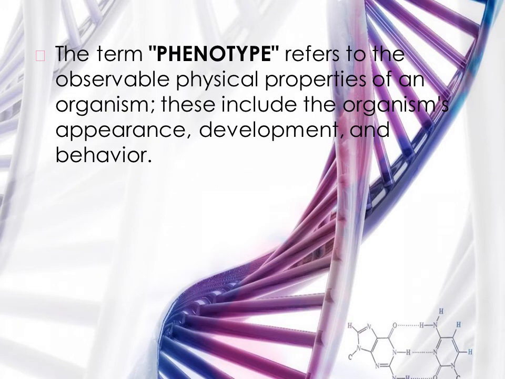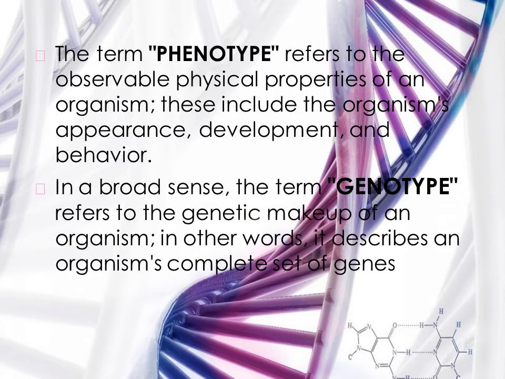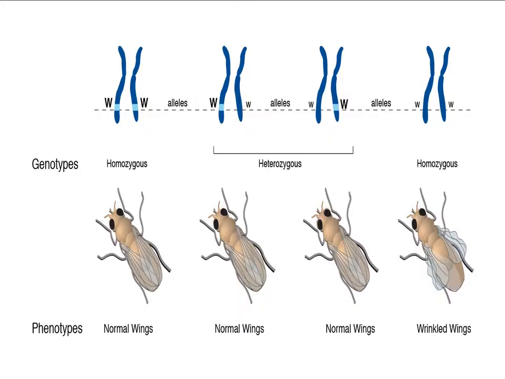So the term phenotype refers to the observable physical properties of an organism. This includes the organism's appearance, development, and behavior. While in a broad sense, the term genotype refers to the genetic makeup of an organism. In other words, it describes an organism's complete set of genes. So phenotype means the physical appearance, while genotype refers to the alleles that make up that certain appearance.